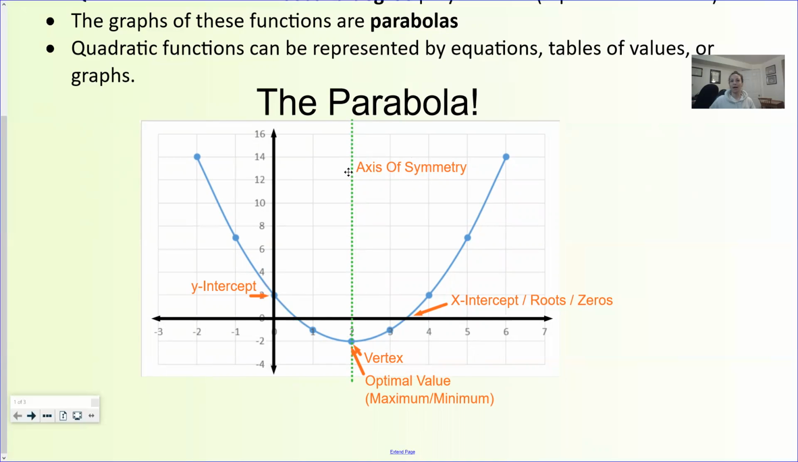And then there's this imaginary line that cuts right through the vertex, cuts your parabola in half. It's kind of like a mirror. We call that your axis of symmetry. Okay, so we've got our vertex, we have our 2 x-intercepts here and here, we've got a y-intercept, and the imaginary line that cuts it would be your axis of symmetry.